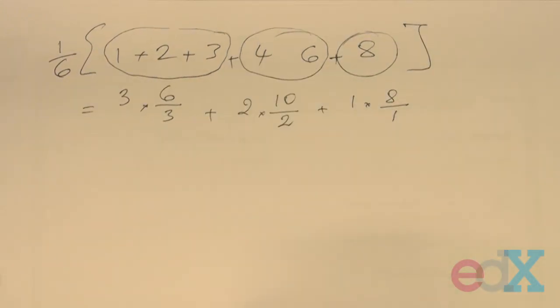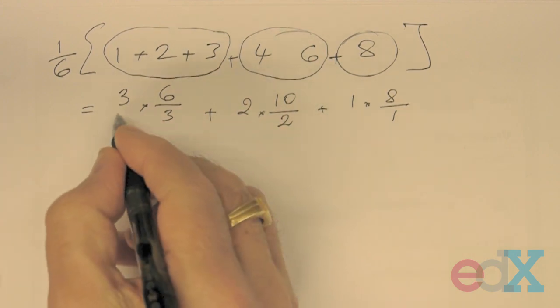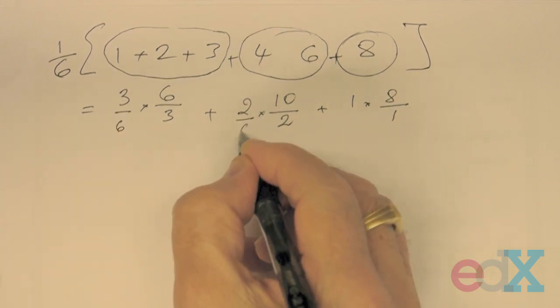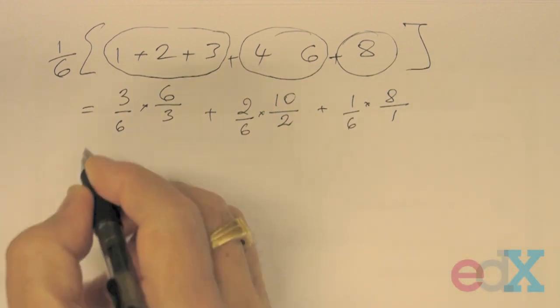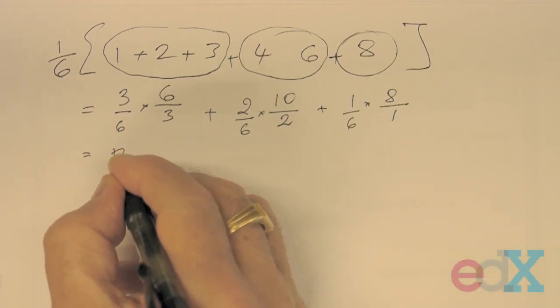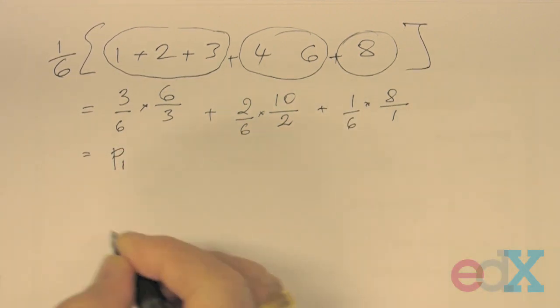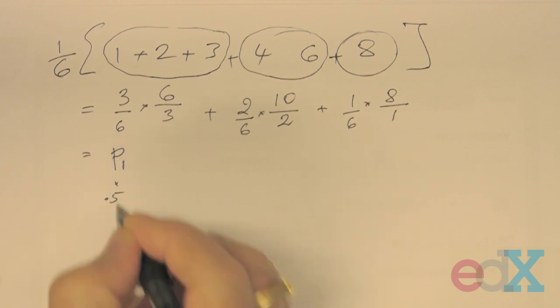So that would give me the mean. So now I have to divide this by 6. So let me bring that in there. And now what do I have? I've got the proportion for the first, and that's 3 over 6, so that's 50%, so it's 0.5.